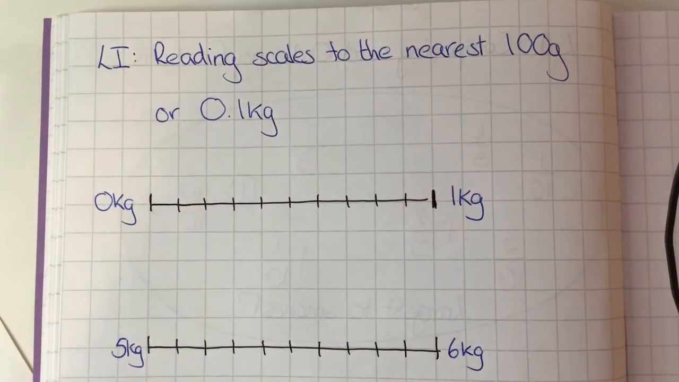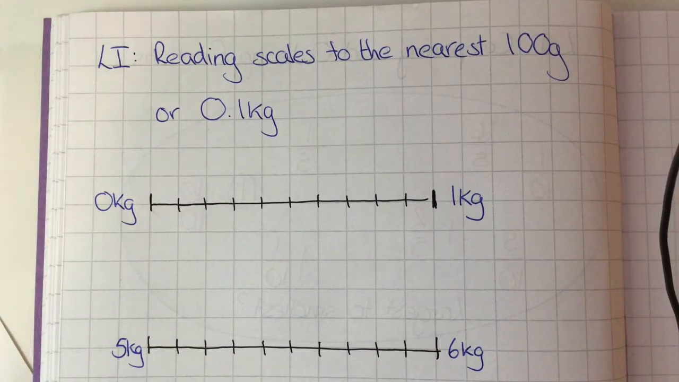Okay, so as you can see, our learning intention is at the top. Today we're going to be looking at weight, and in particular we're going to be reading scales to the nearest 100 grams, or, which we'll discover, 0.1 kilograms. So go ahead, pause the video, take that down as your learning intention in the book, and then we'll take a look at the first diagram.